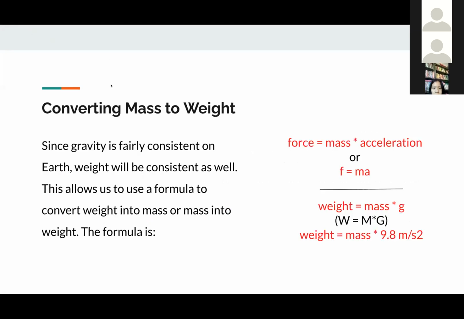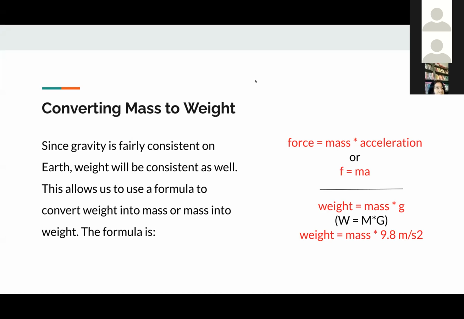All right, so how do we calculate from mass to weight or weight to mass? Since gravity is fairly consistent on Earth, weight will also be consistent. This allows us to use a very simple formula to convert weight into mass or mass into weight. If you look on the right, you'll see two equations. One's F equals ma, that's Newton's second law. That's basically calculating force from acceleration. If an object is moving at some acceleration and you multiply by its mass, that's the force being applied.